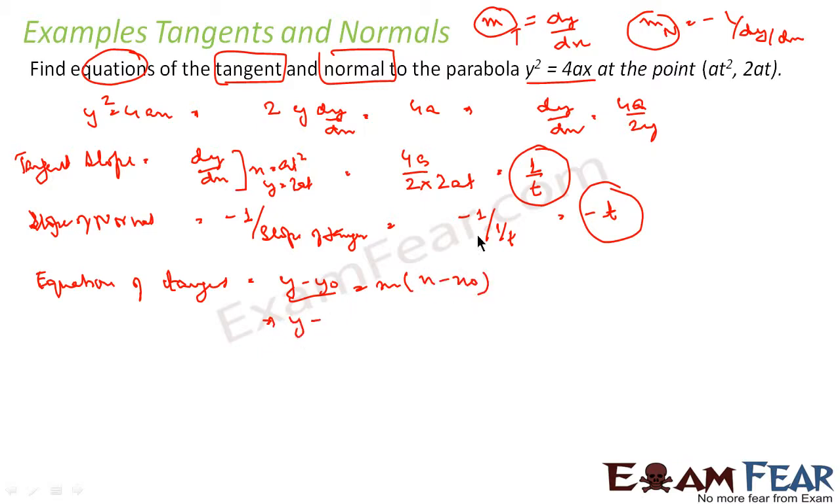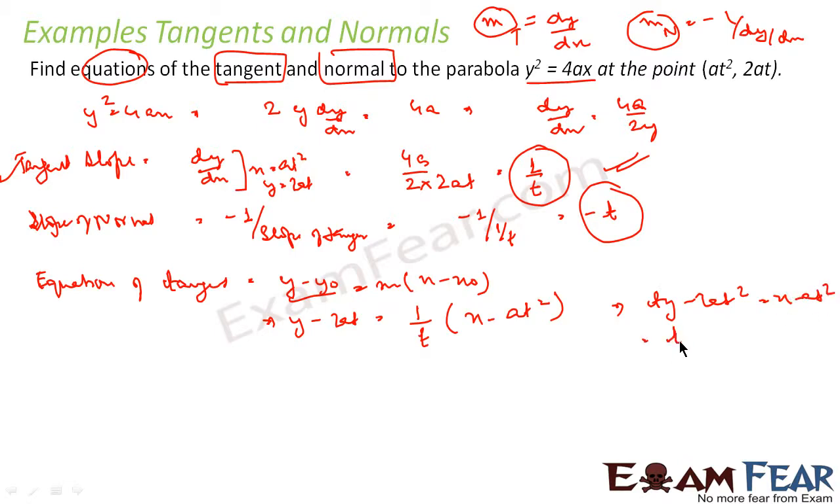Here what is y naught? y naught is 2at, and m is 1 by t here because I am finding for tangent, correct, into x minus x naught, which is at square. If you solve this you get ty minus 2at square is equal to x minus at square, or you get ty is equal to x plus at square. That is my equation of tangent.